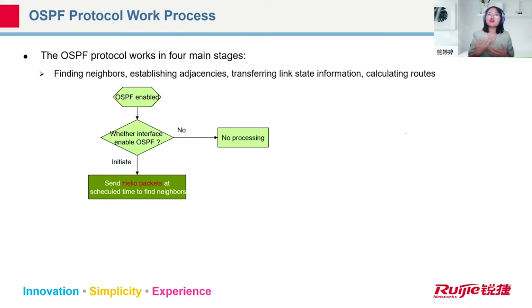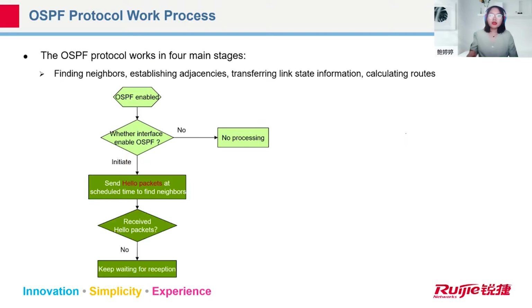and whether I do authentication or not. And if I add authentication, what's the password? Something like this. And when my neighbor receives it, we will do the negotiation. For example, if your area ID is different from mine, we cannot establish the relationship. So this is one point where we do the negotiation. And later, if we don't receive the hello packets, we have to wait.